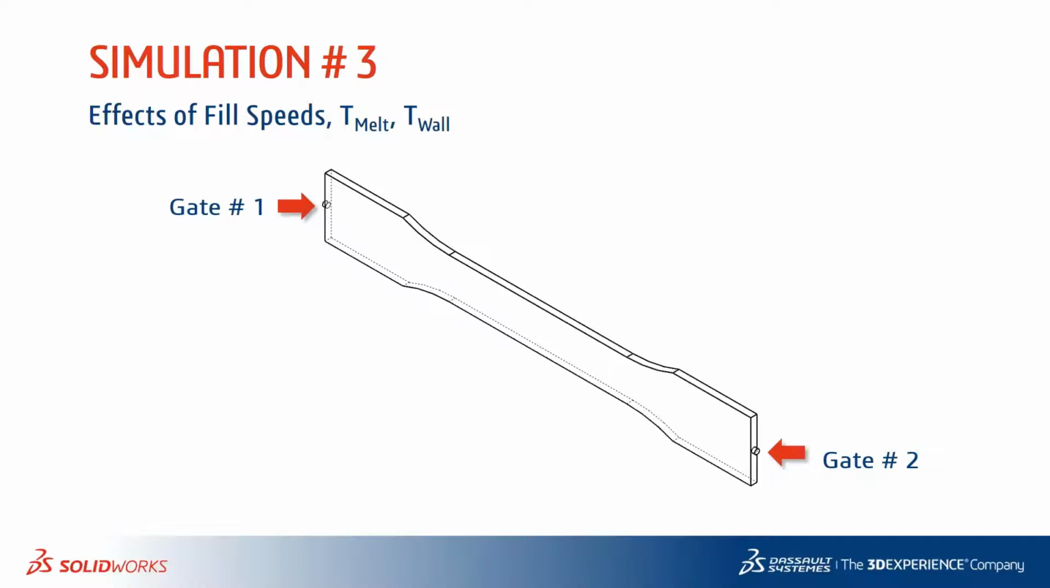So we'll see the effect on the weld line integrity of fill speeds, maybe adjusting the melt temperature or the mold wall temperature, and how that can be valuable information that can be predicted upfront.